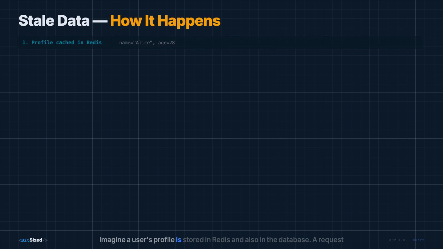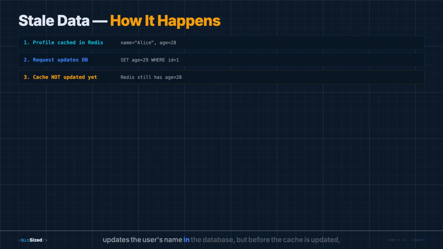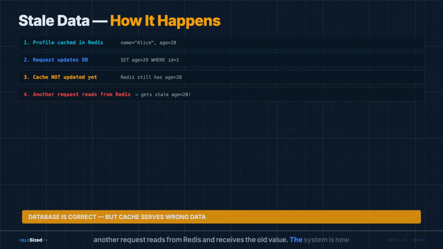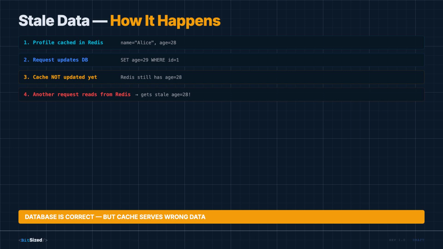Imagine a user's profile is stored in Redis and also in the database. A request updates the user's name in the database, but before the cache is updated, another request reads from Redis and receives the old value. The system is now serving stale data, even though the database is correct.